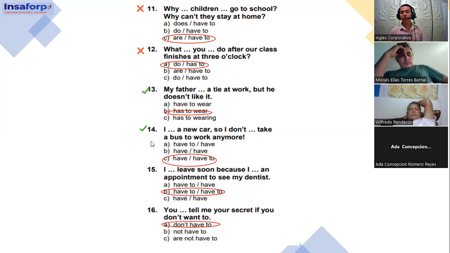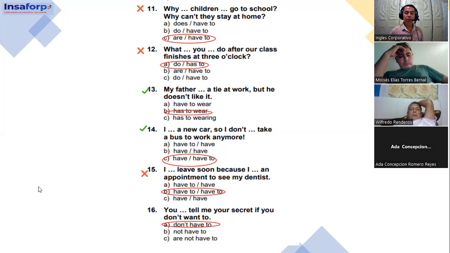Number 15. I have to leave soon because I have to... no, sorry. Incorrect. I have to leave soon. I have an appointment. So that's letter A. Letter A is the correct, right? Because have in this case is tener. Tener de yo tengo. Tengo, tengo, tú no tienes nada, tengo tres ovejas, right? So it's have to and have.